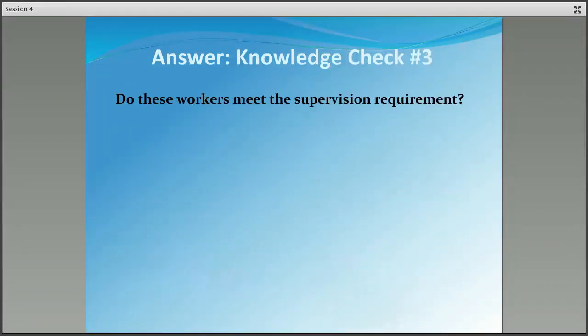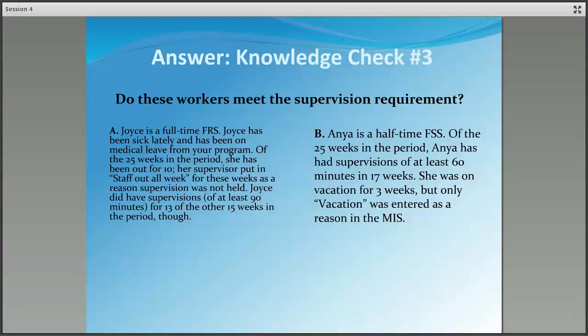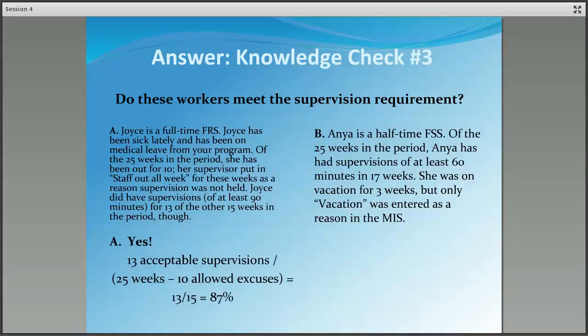And let's look at the answers for knowledge check 3. First, for Joyce. Because staff out all week was used, the weeks when Joyce was out on leave are excused from the count. Joyce isn't expected to have supervisions for those weeks. As such, she has 13 acceptable supervisions, at least 90 minutes long, out of 15, the new expected number. So she has 87%, which is over the 75% threshold.